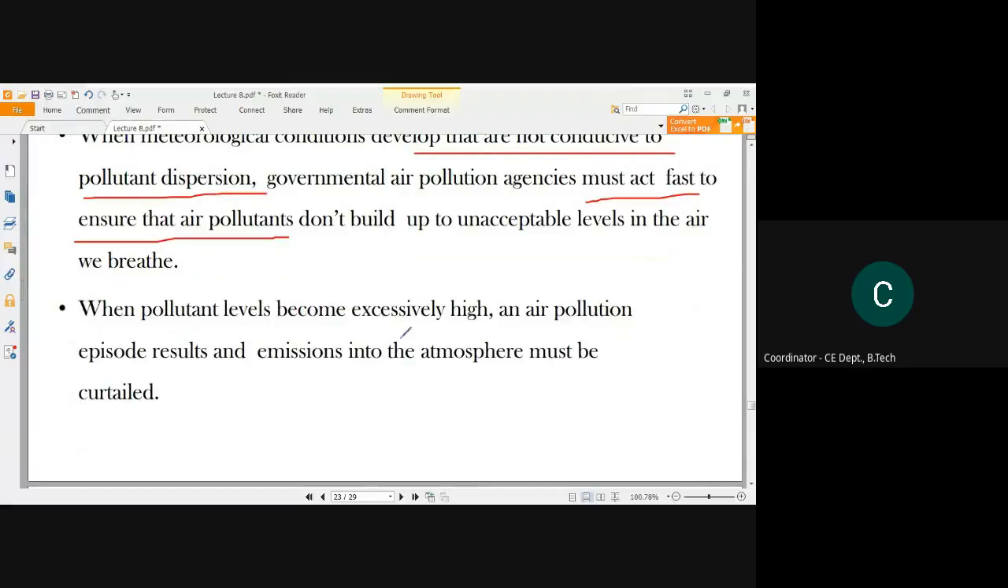levels become excessively high and an air pollution episode results, emissions into the atmosphere must be curtailed. So due to these studies and proper data, if it turns out to be very dangerous or very detrimental, then in that excessively high air pollution episode, the emission can be curtailed from the atmosphere by following or monitoring those data.